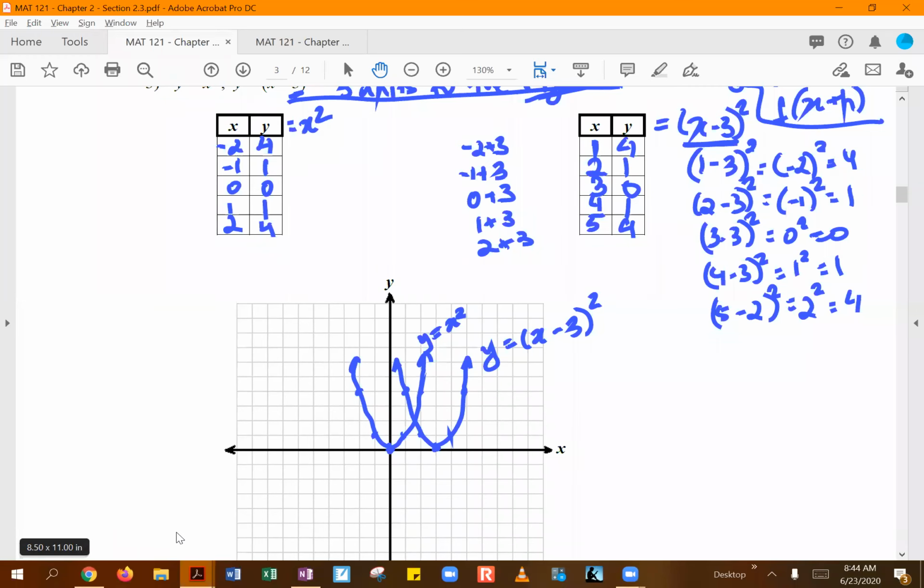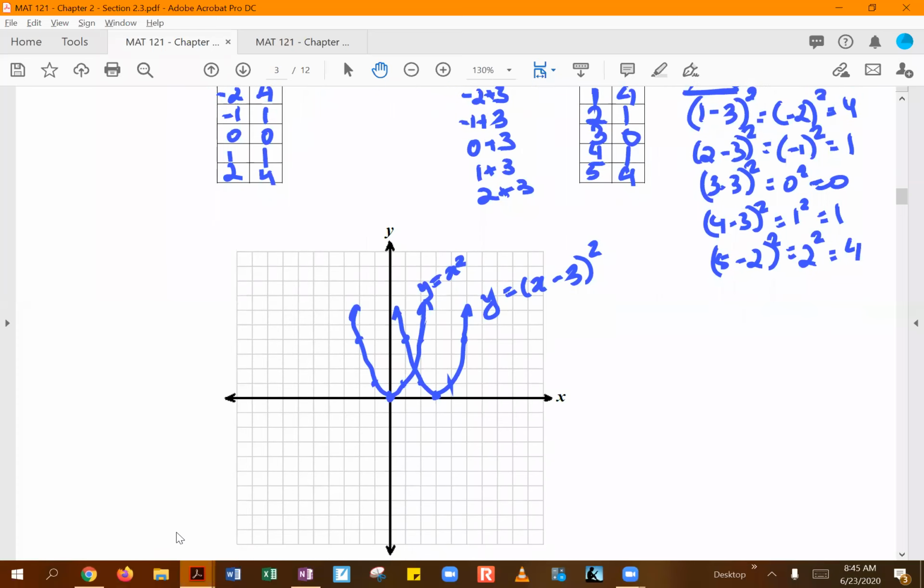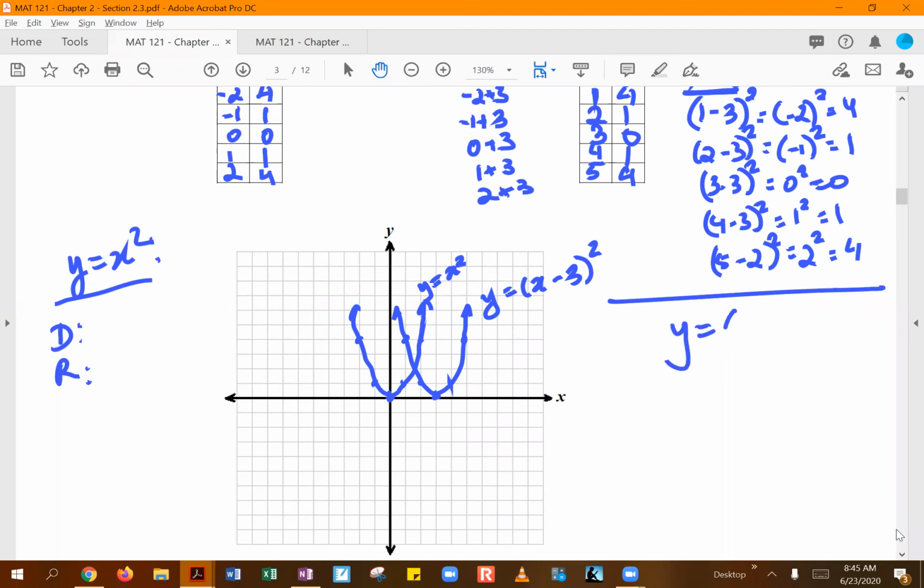So just like we did yesterday, I'd like you to tell me for the original function what the domain and range are, and how have they changed for the second function where we moved it to the right-hand side. So what can you say about the domain and range for the x squared function, the original function?